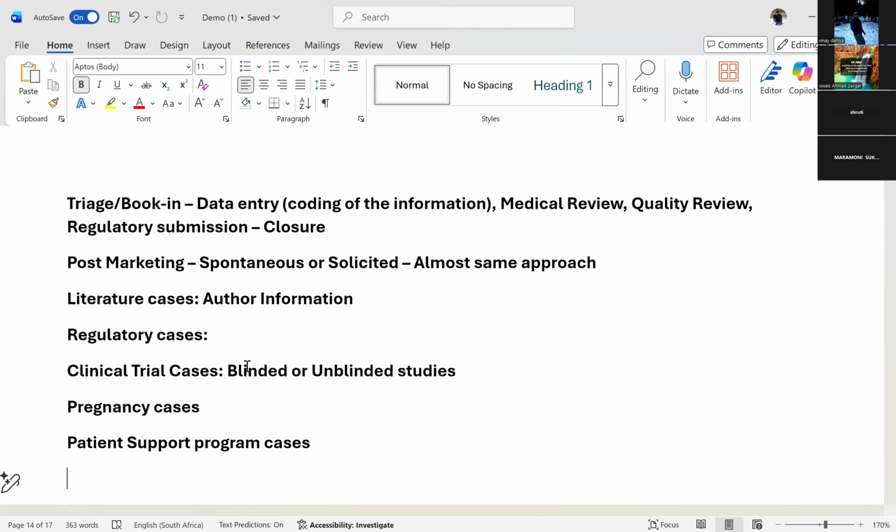Stay tuned for the next session, in which I'll show you the difference between Argus, LSMV, and Vault Safety, what their interfaces are like, and how they are different from each other.